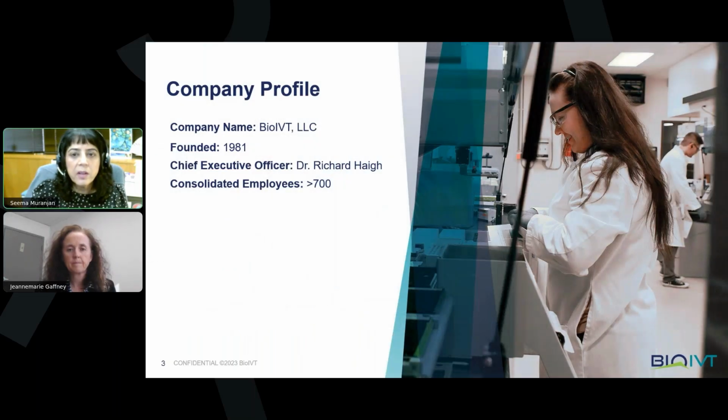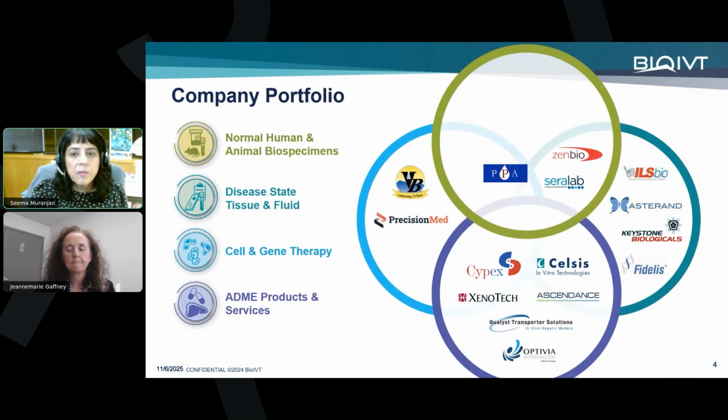Founded in 1981, BioIVT has grown to become the largest provider of biospecimens and research services to the pharmaceutical and diagnostic industry. We are dedicated to providing the services and biospecimens that our customers need to help them advance their discovery, preclinical, and drug development programs. We have grown both organically and through strategic acquisitions that have enabled us to develop a comprehensive product portfolio and become the preferred provider for our global biopharmaceutical clients.